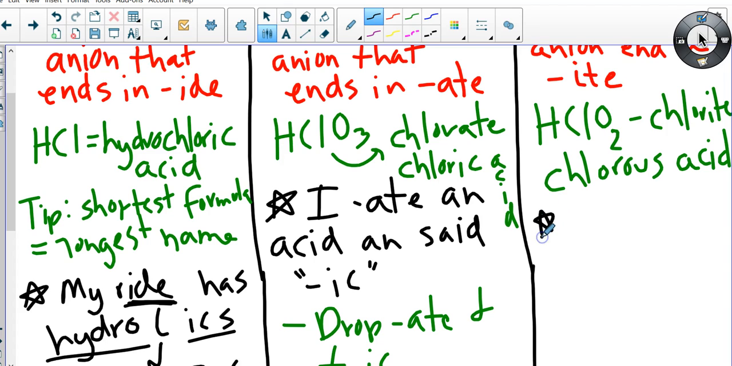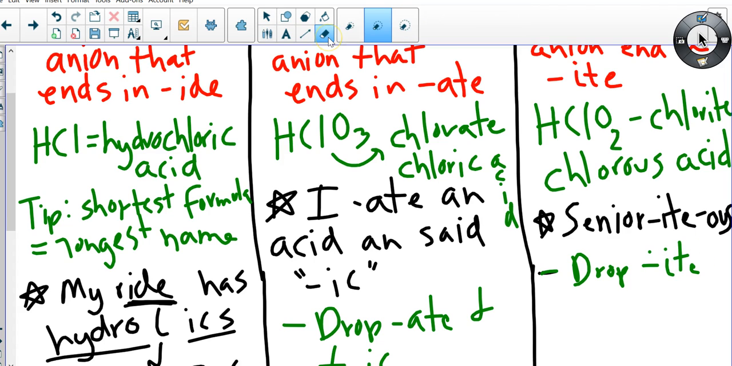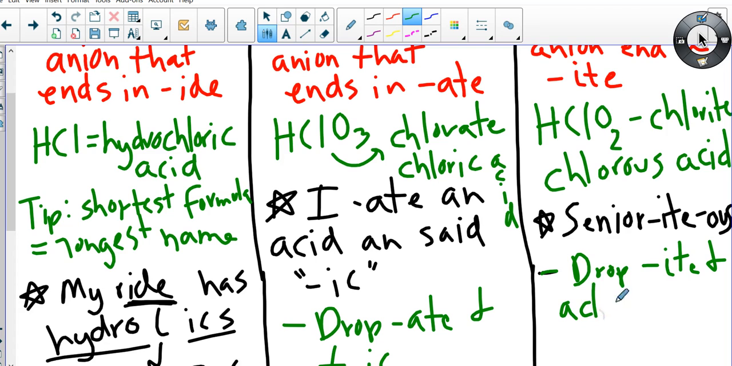Okay. And I'm going to spell it wrong, I don't care. Your ite turns to us. I ran out of room. There's an S there. Come on. There we go. Senioritis. So that means you're going to drop the ite and add us. When you start doing the practice for this, every time you do the practice, you need to say these little mnemonics to yourself. You have to, or you'll get super lost.